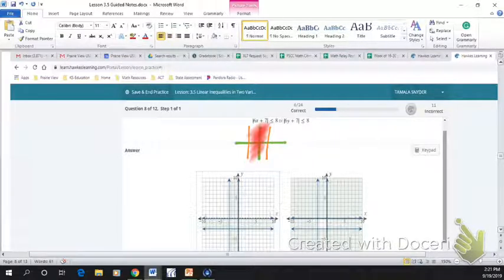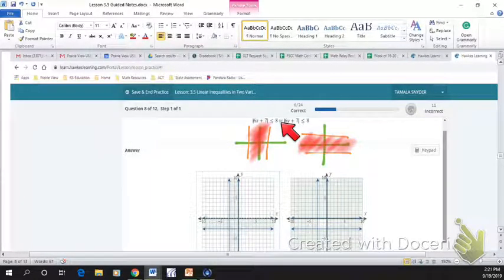Okay, so that's going to look like this. It can't be the top right one. So this is the answer to this one, and this is the answer to this one. Now I have an "or" in between them.